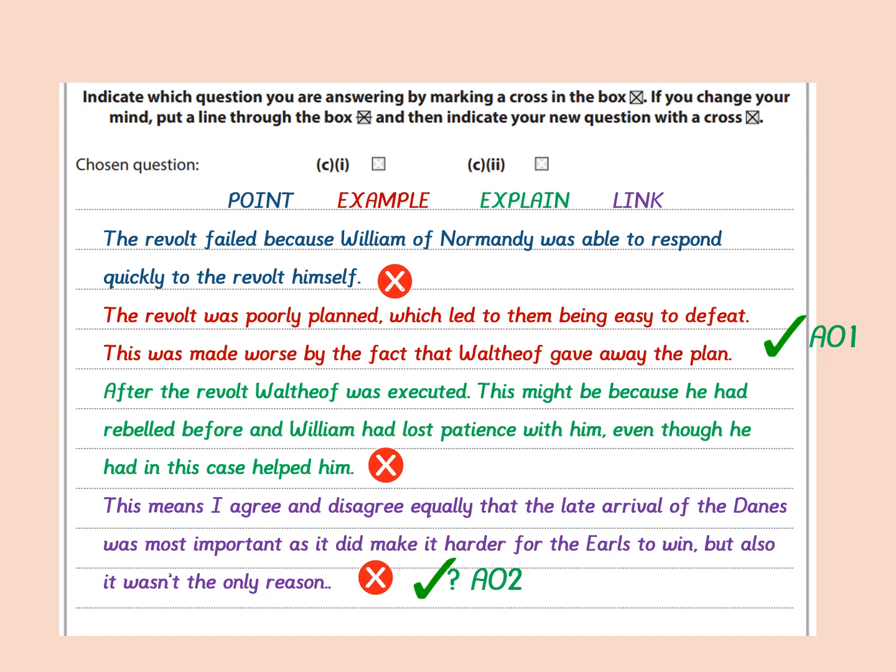You can't just agree and disagree and sit on the fence. You've got to take a side, even if it's only marginally. And if you think it's really close, you could always say "to a limited extent", and it would still get you the marks.